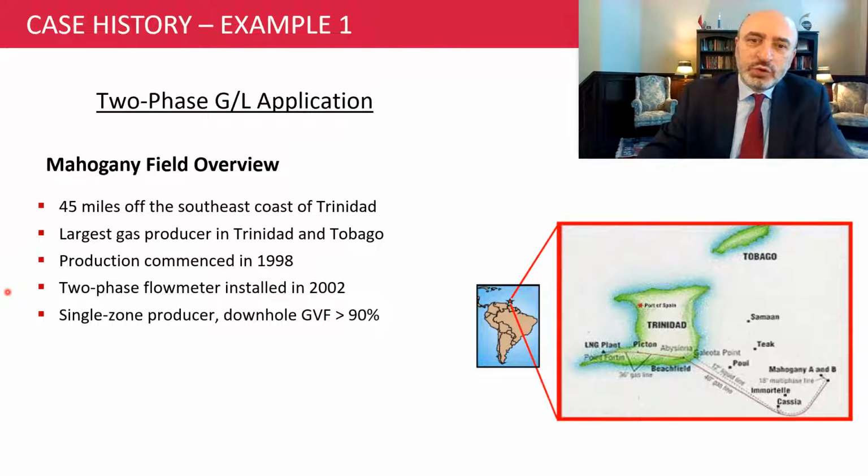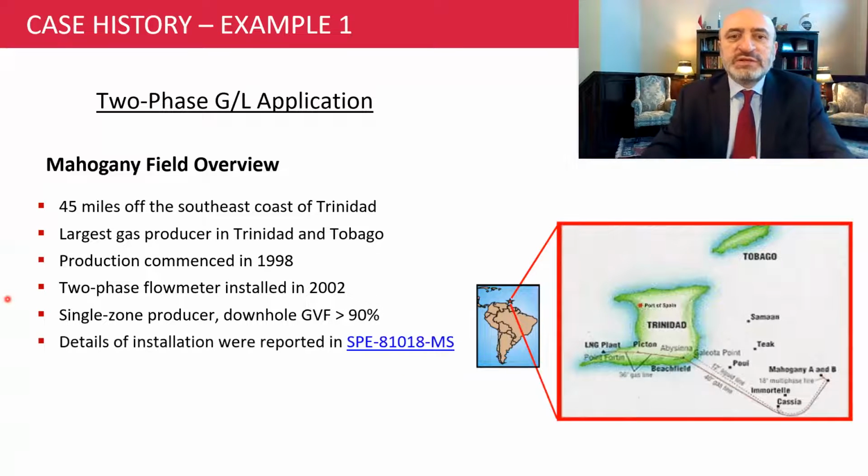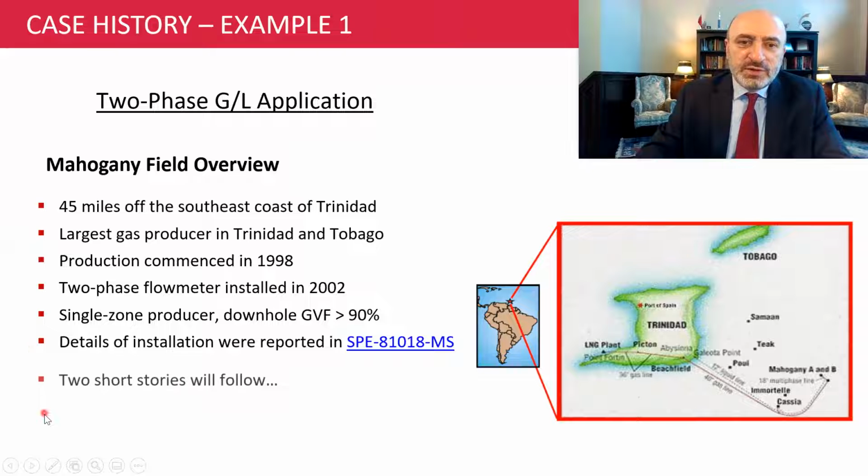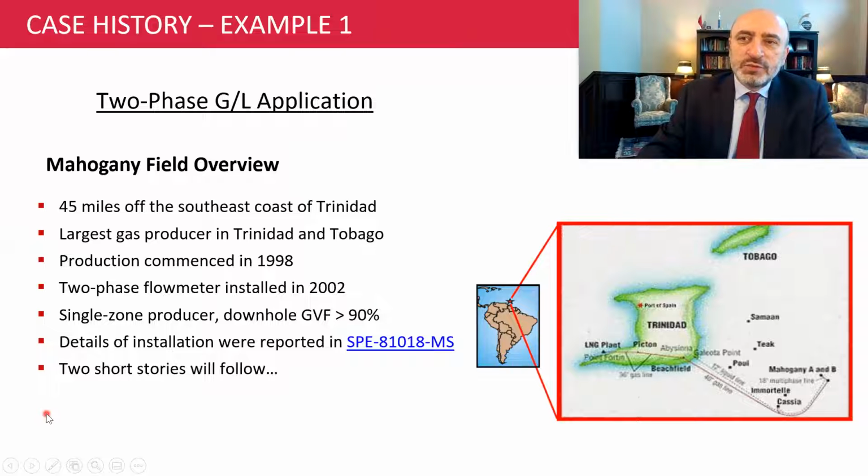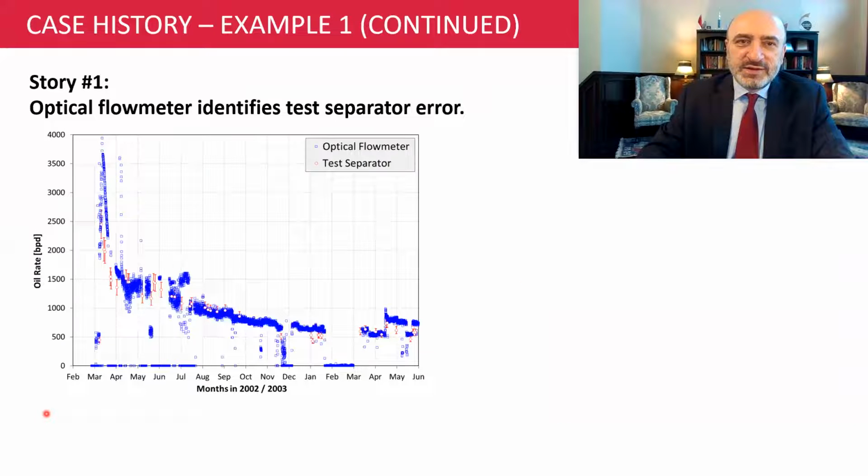This well was a single-zone producer, and the downhole gas volume fraction was larger than 90%. All the details of the installation, the results, the challenges, and what has been done were reported in an SPE paper and available in the public domain. So here I will share 2 short but interesting stories about this case. Story number 1 is about the optical flow meter identifying a test separator error.